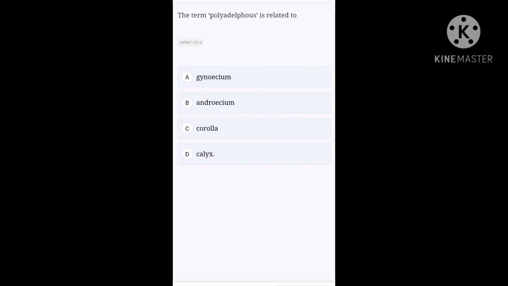Next one, the term polyadelphous is related to option A gynoecium, option B androecium, option C corolla, option D calyx. Polyadelphous condition represents cohesion of stamens. In this condition, stamens of a flower are fused by their filaments only to form many groups. Example, citrus. So option B, androecium is the correct option for this question.